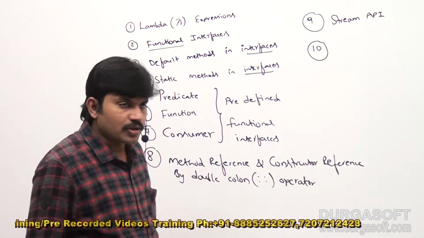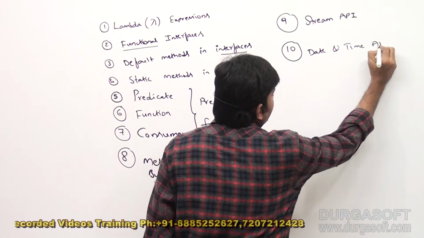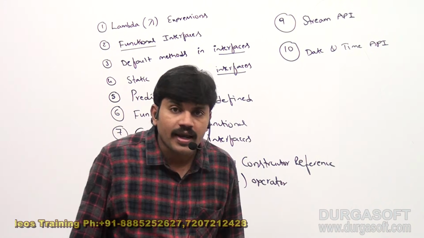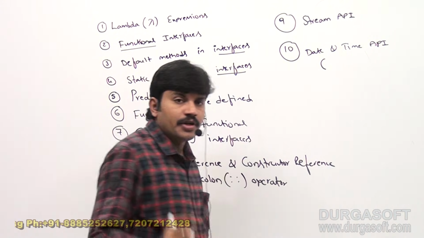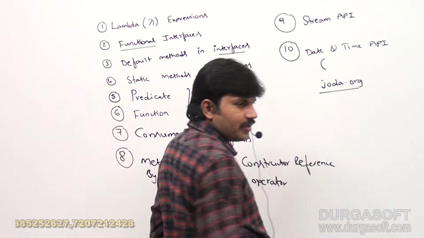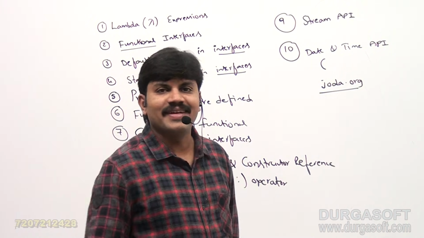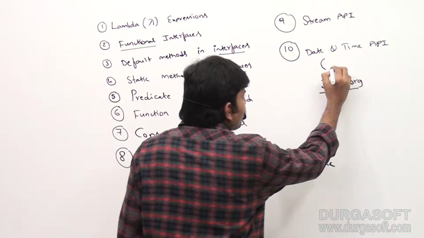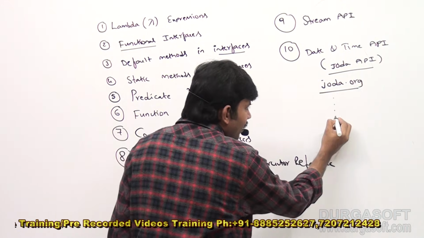Now the next topic, we have to talk about the date and time API. A new date and time API concept came to handle date and time values very easily. This date and time API was introduced by Joda.org, and that's why it is also known as the Joda API. Remember this one.